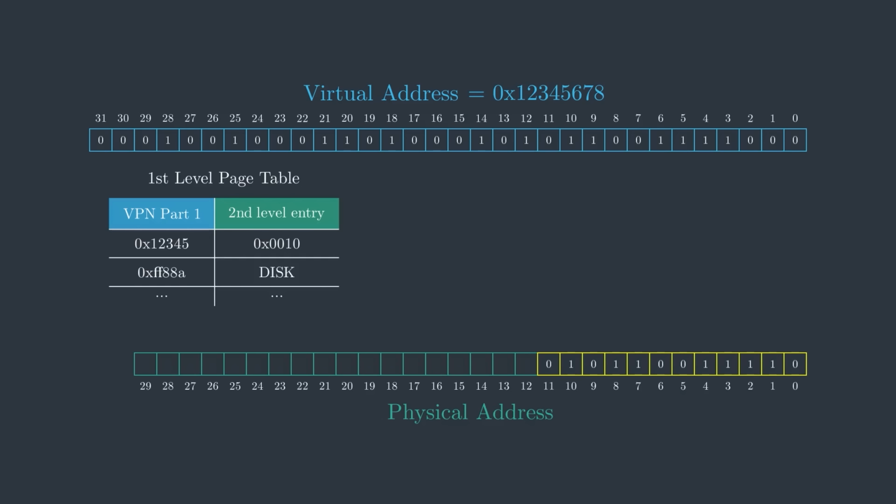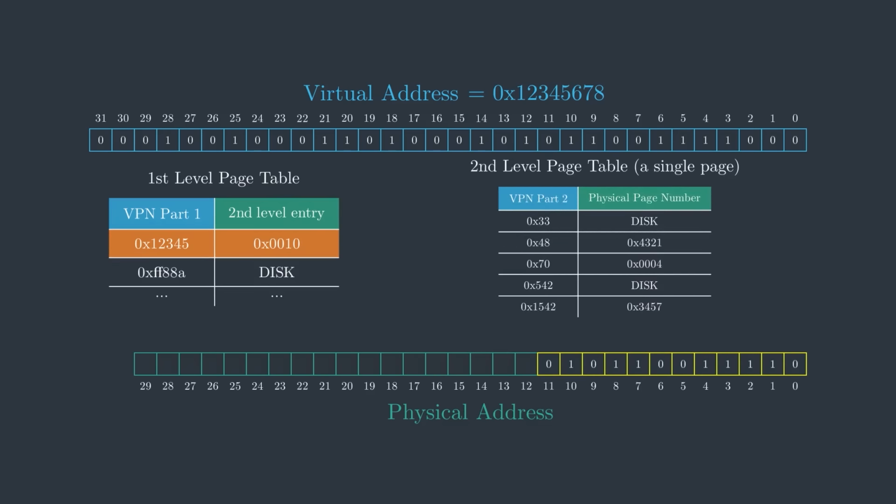Now let's see how to translate the virtual page number. We will divide it into 2 parts. Each part is 10 bits long. We will use the first 10 bits to look into the first level page table entries. This tells us that we need to look further into the second level page table entries that are stored at the address 0010. We get the second level page table entries from memory and use the other 10 bits to find the exact entry, which gives us the final translation.